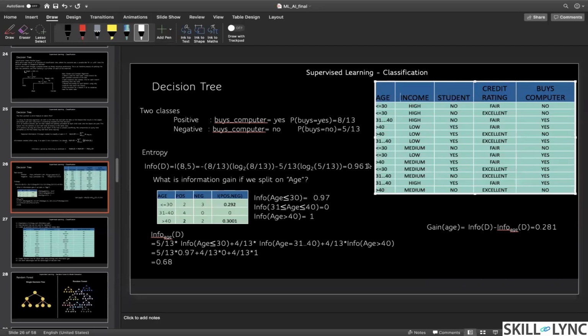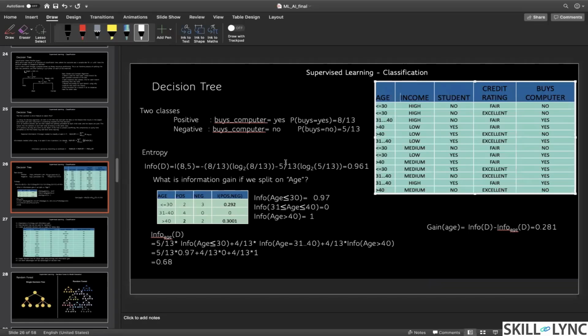So can you quickly calculate the gain values? For income, it will be low, high, and medium. Again, this will be divided into three, like what we have done here. First of all, did you both understand the calculations we have done in this slide for age?